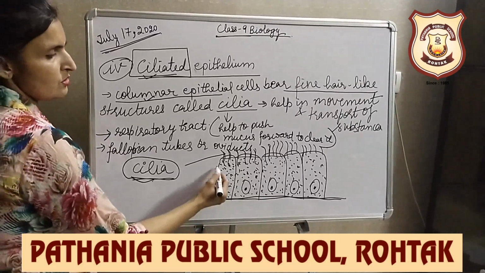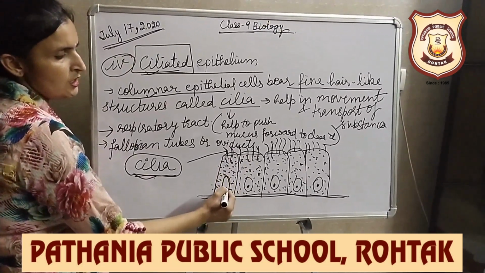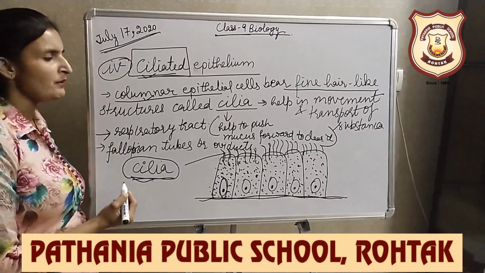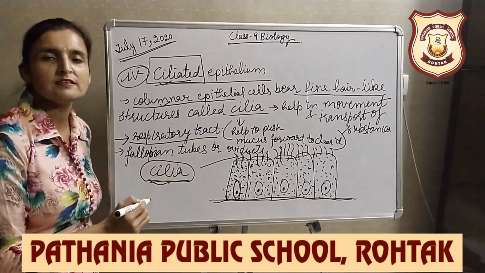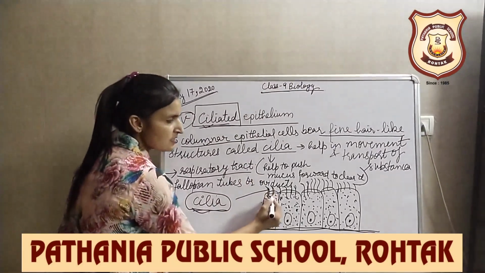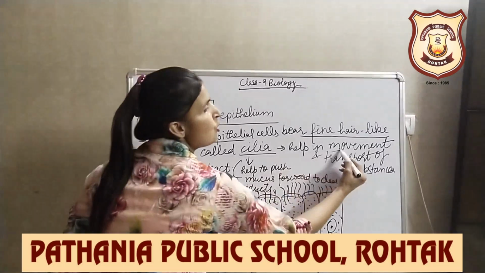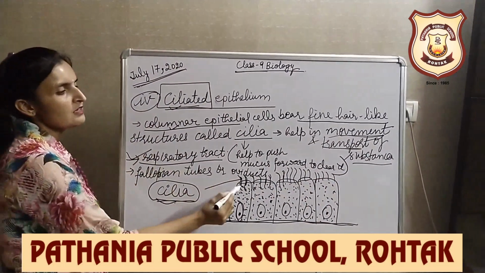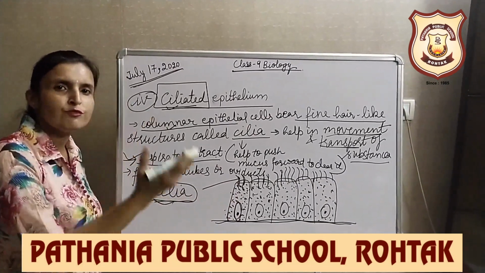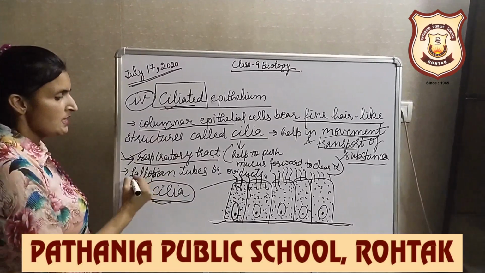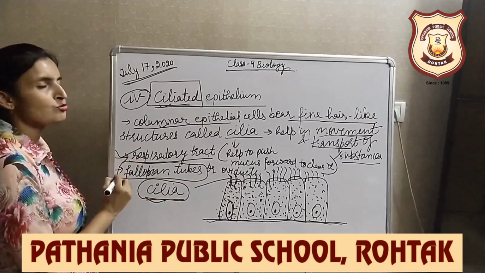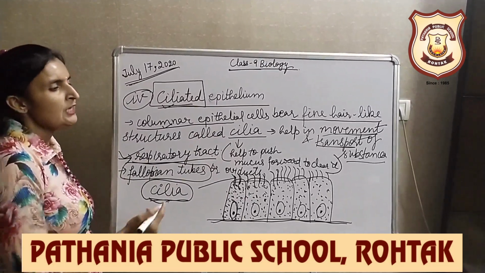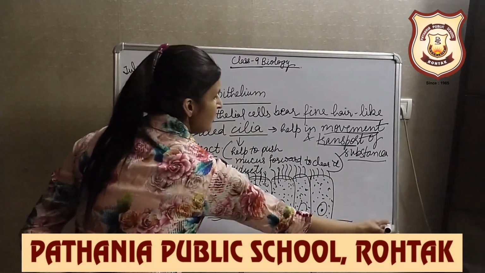Again, just like the characteristics of columnar epithelium, the nucleus is elongated and lies towards the base. You will find this type of epithelium in the respiratory tract, that is in the trachea, where these cilia help in the movement and transport of substances. In the respiratory tract, these cilia help to push the mucus forward in order to clear it out of the body. In the same way it also occurs in the fallopian tubes, where it helps in the movement of the unfertilized egg. Fine. So this is about the ciliated epithelium.